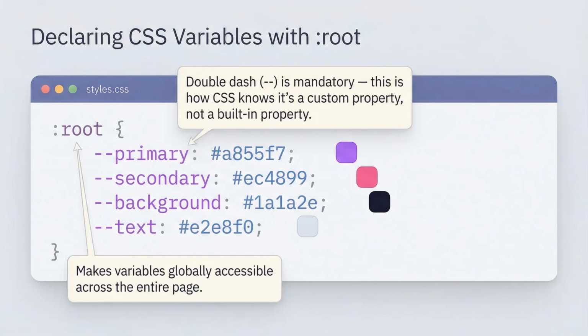2 important things to notice here. First, the double dash before the variable name is not optional. It's the required syntax that tells CSS this is a custom property you've defined, not a built-in one like color or margin. Second, placing this inside :root means these variables are available globally. Any element on the page can use them. You cannot use ++ or any other prefix. It must be double dash.